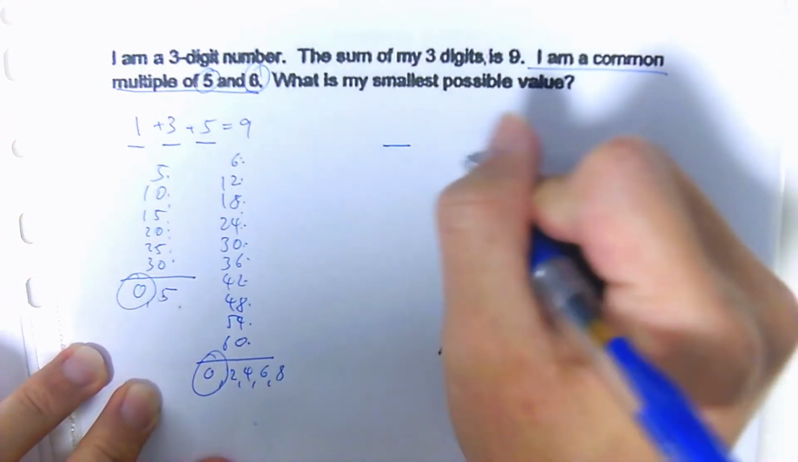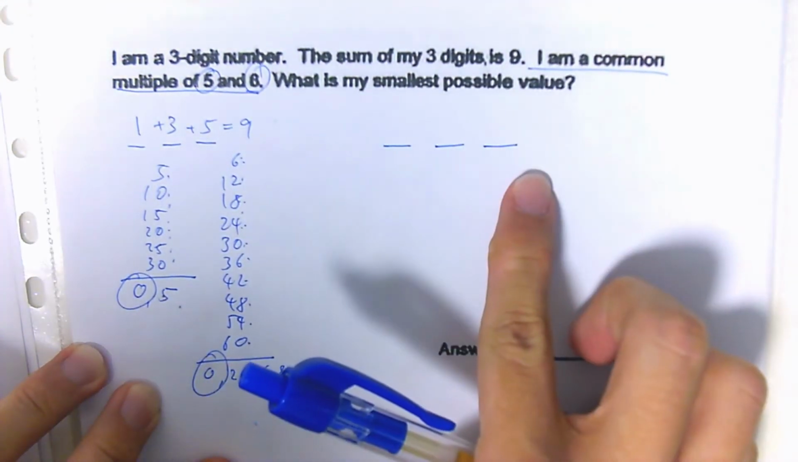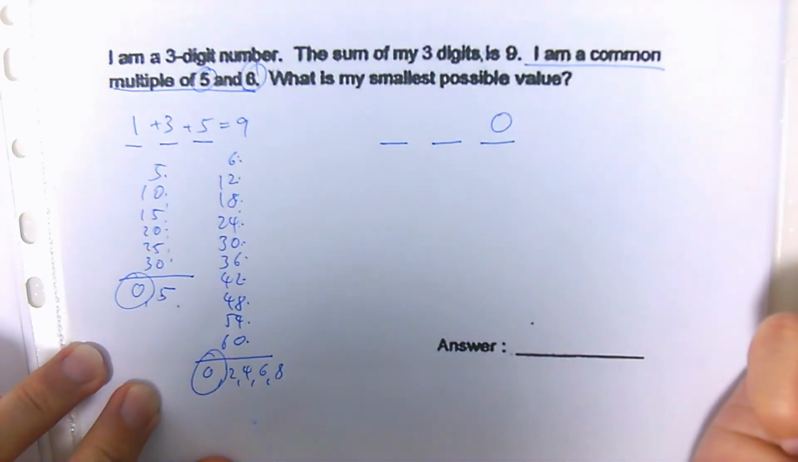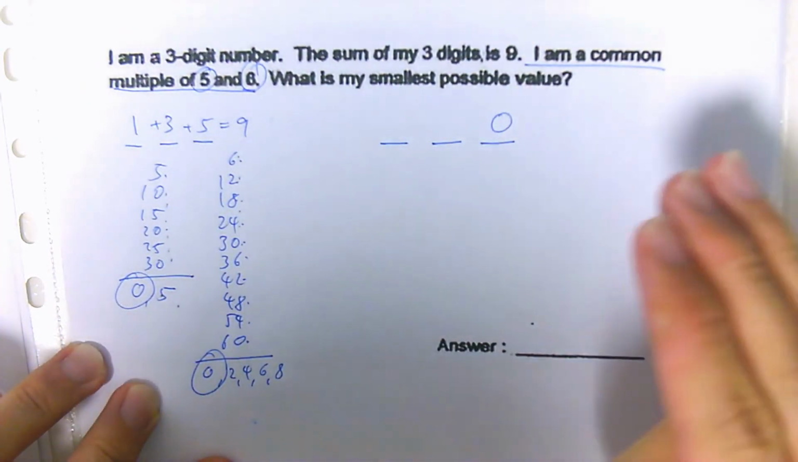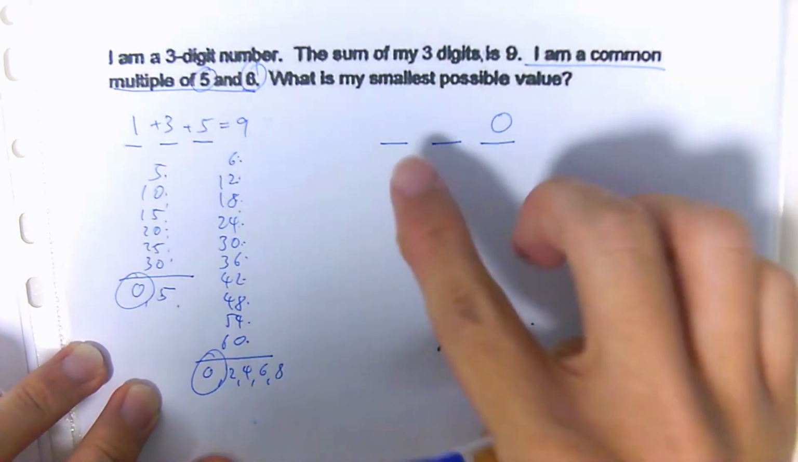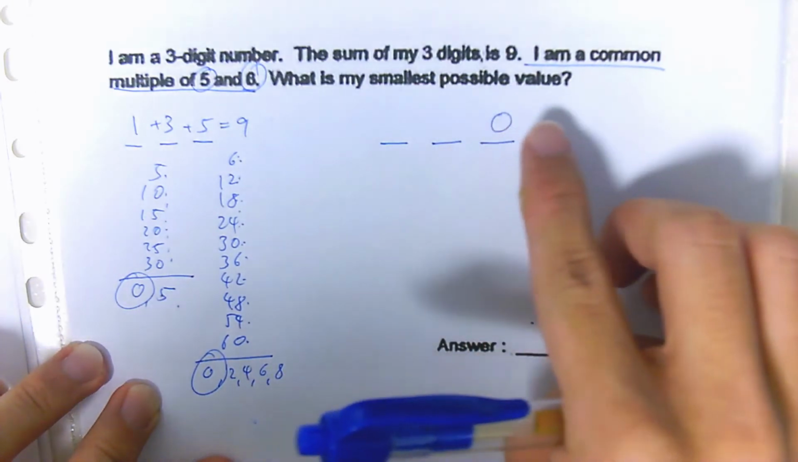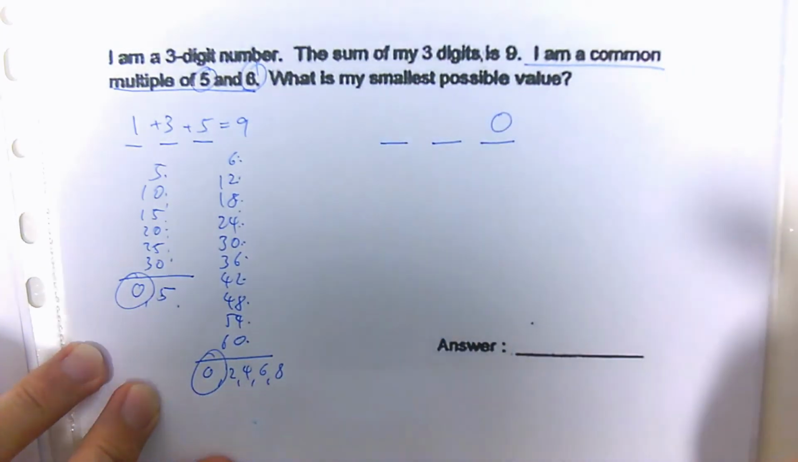So if you have a 3-digit number, in order to fulfill this requirement, your last digit must definitely be a 0. It cannot be anything else. Now we have to figure out which digits add up together to become 9. There are quite a few number of digits that will add up to become 9.